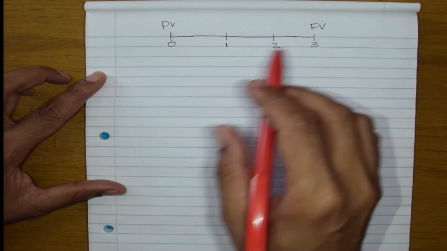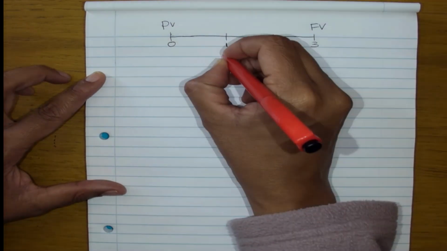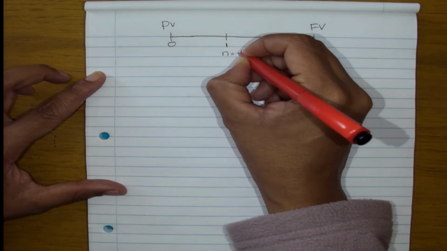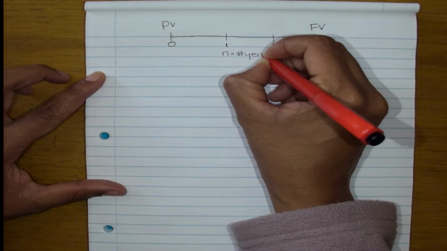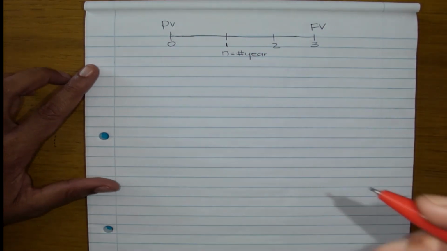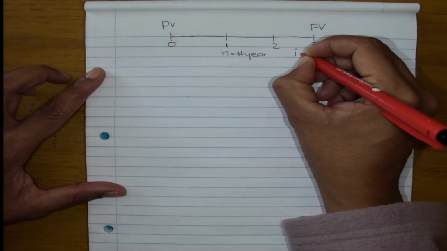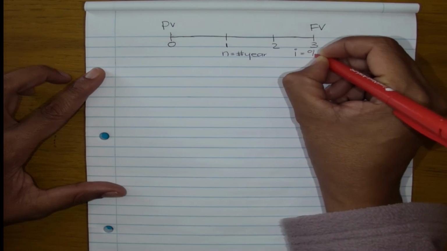Now, the years that you have are referred to as N. This is your number of years. Sometimes it's not only years, it can also be months or weeks. And then you get I, which represents a percentage interest.